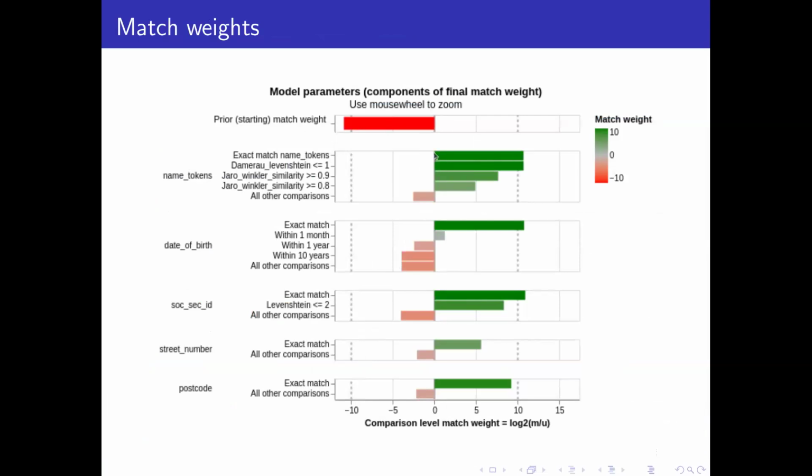So for the full name, if they agree on an exact match level, a weight of around 10.2 is assigned. If the Levenshtein distance is less than or equal to 1, that means it was just one character that was probably inserted, deleted or substituted, or there was a single transposition. It corresponds to a match weight that's around 10.2. The same thing is done for all of these levels.